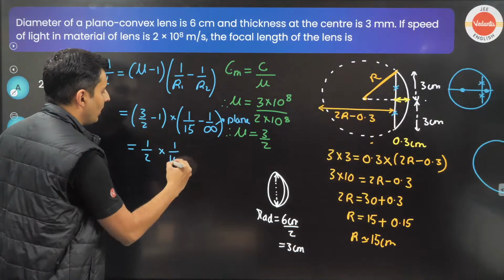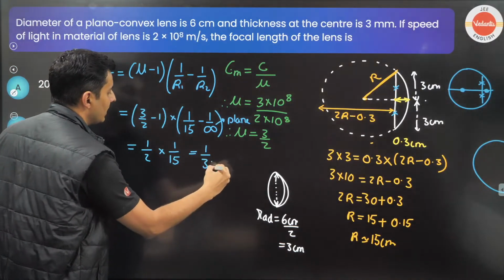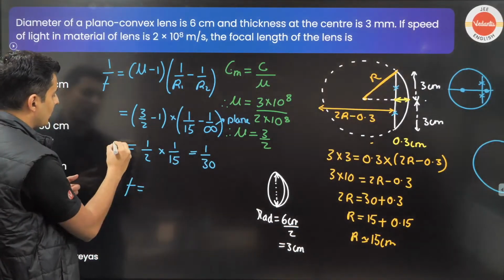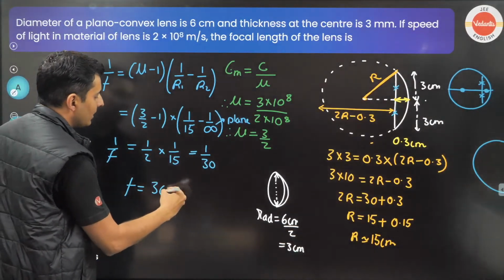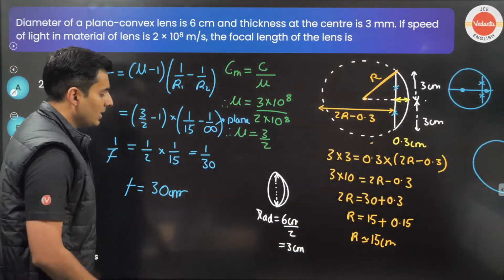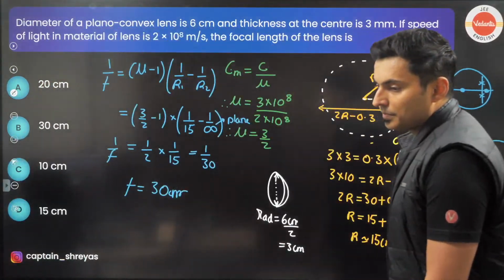1 by 15 will come over here. So that will make it 1 by 30. So F will be, flip it, because this was 1 by F. F will be 30 centimeters. That's it. That's the answer.